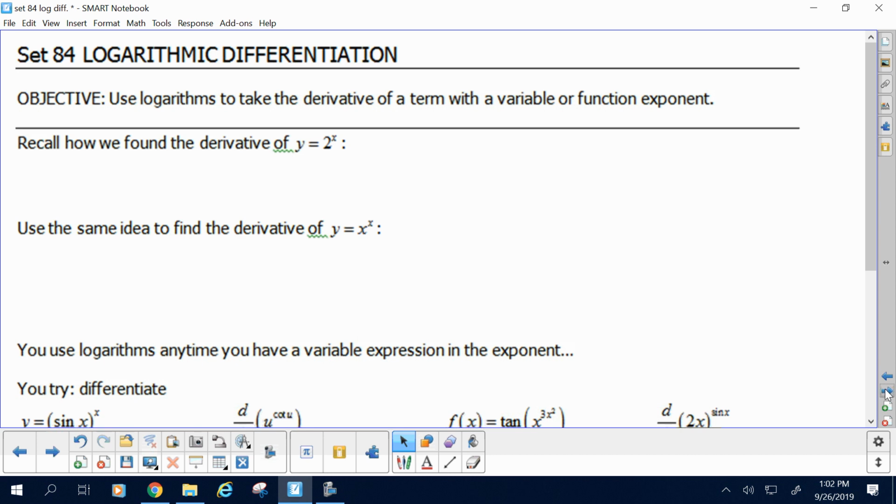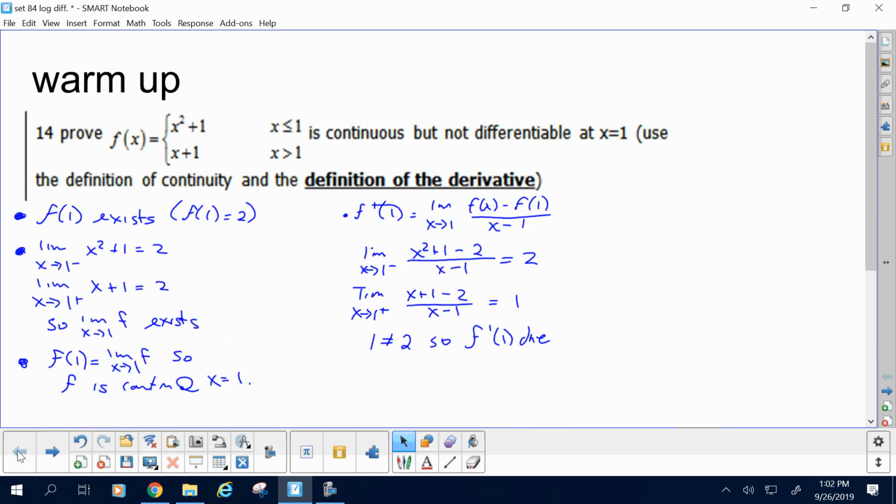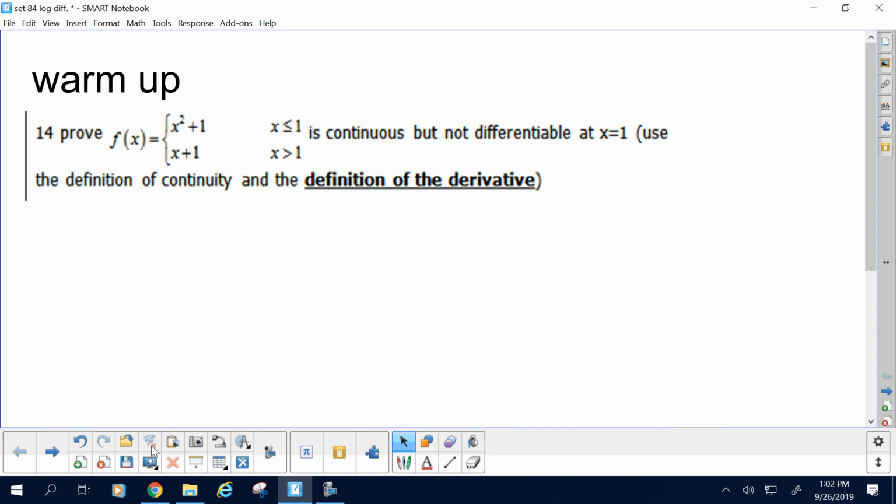Go to box, I believe it's 14. And you're proving continuity, but disproving differentiability.